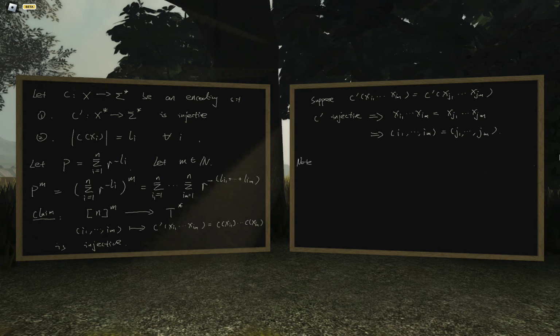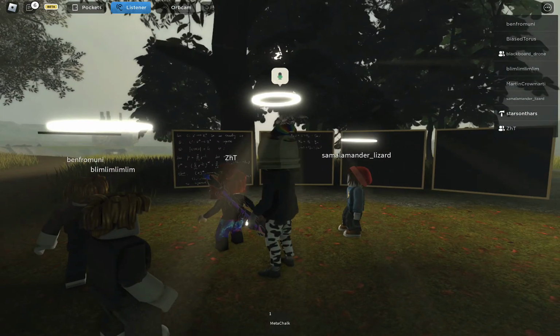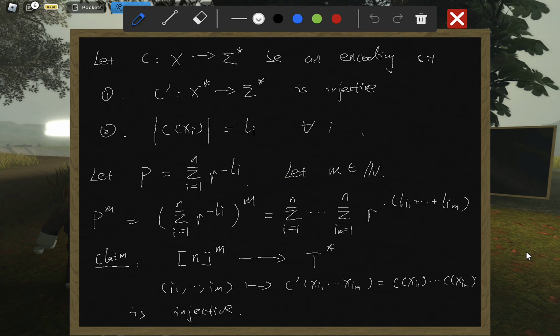We also note that the length of such a word. Sorry, what did I miss about this claim? Why is this not obvious? Or is that what you're saying? Yeah, I was going to ask that. Yeah, it's obvious, I guess. Okay, good. So you're proving that C prime is injective, but isn't it assumed to be injective? Or am I missing something? Yeah, it's obvious, this claim. Okay, cool.